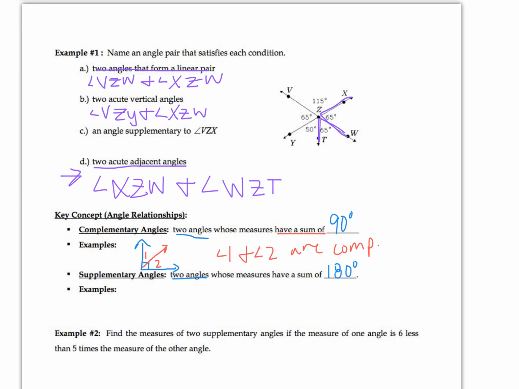Okay? Supplementary angles are going to look something similar to what we've already looked at, which is called a linear pair. So supplementary angles are also known as a linear pair.